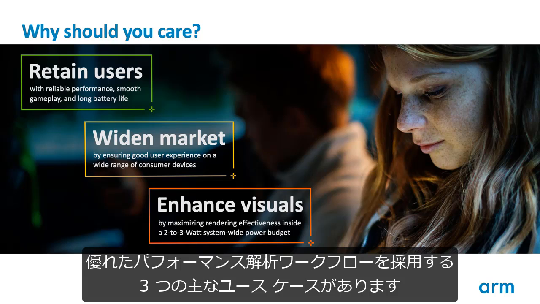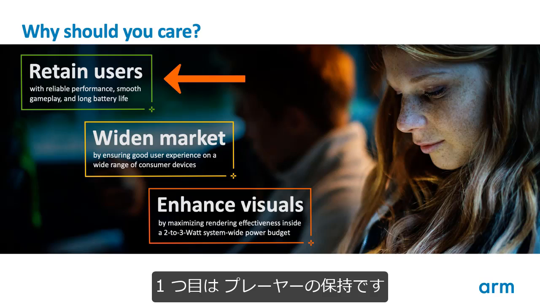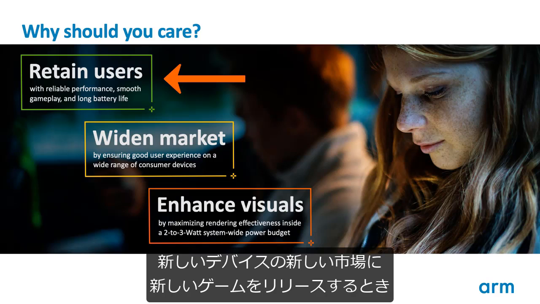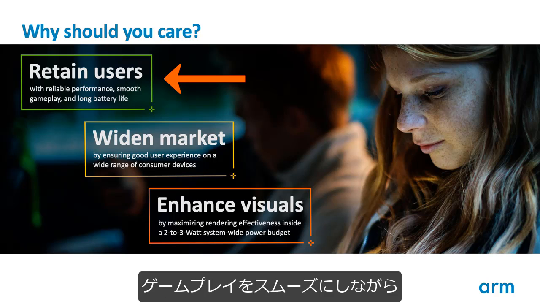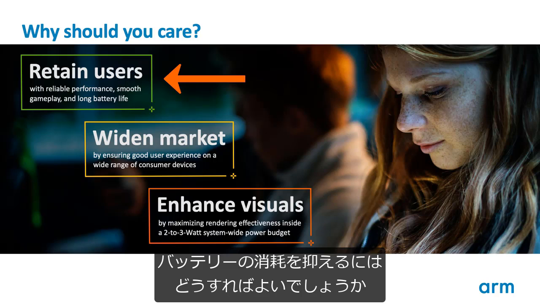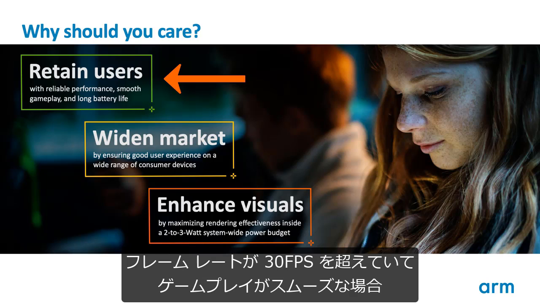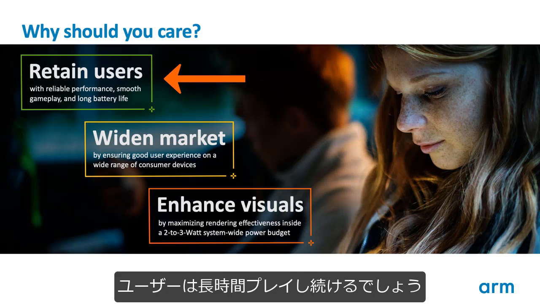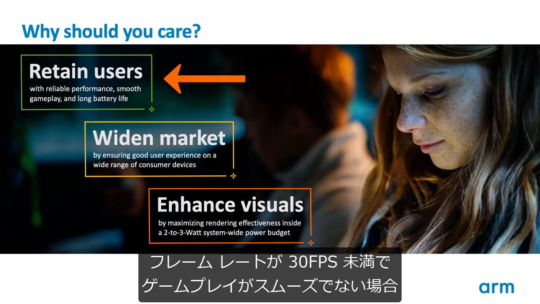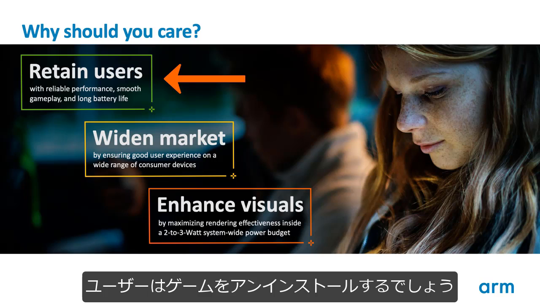There are three main use cases for adopting a good performance analysis workflow. The first is about player retention. When you release a new game into new markets on new devices, how do you ensure that your gameplay is smooth and you're not flattening the user's battery within a couple of hours? If frame rate is above 30 FPS and gameplay is smooth, users will keep playing for longer. When frame rates drop below 30 and games start to stutter, users will just uninstall it.